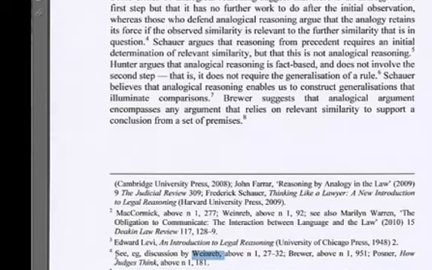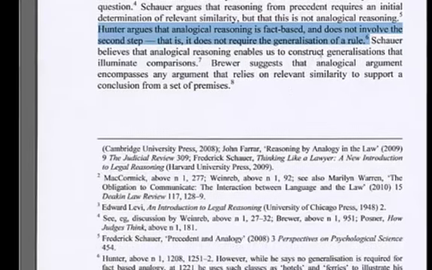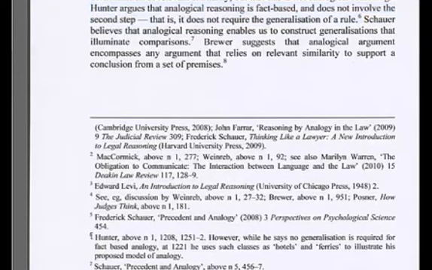In terms of providing other information that is not appropriate to include in the text, we can have a look at the example of number 6. Here, Hunter argues that analogical reasoning is fact-based and does not involve the second step. That is, it does not require the generalization of the rule. Footnote number 6. If we go down and look at footnote number 6, here it is, Hunter, above n 1, page 1208, 1251 to 52.